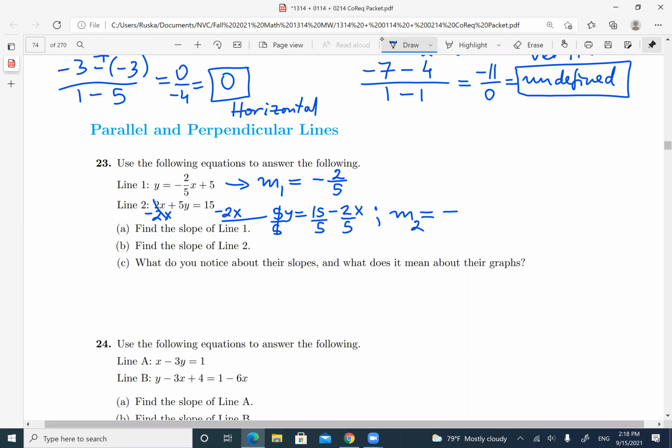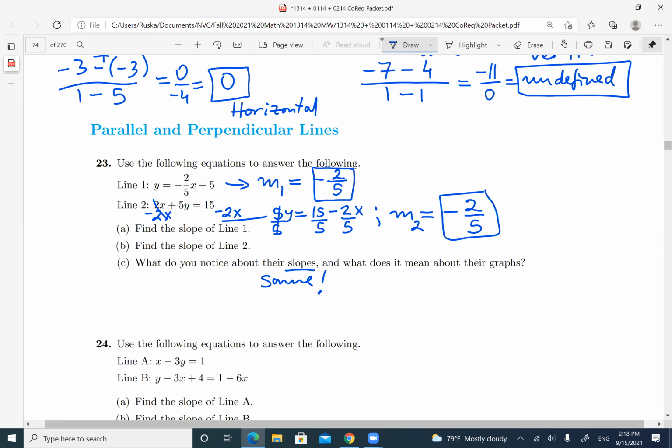-2/5. Yes, -2/5. Now, what do you notice about their slopes? They cancel each other out. Okay, what about their slopes? Slope 1 and slope 2, what are they? They're the same. They're the same numbers, right? So the slopes are the same.